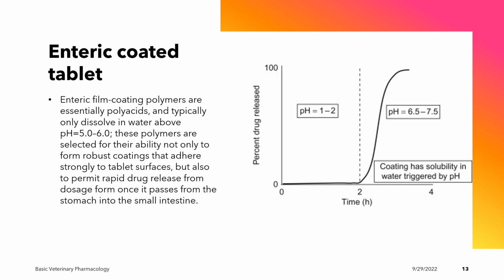The coating of the enteric coated drugs is made of polymers. The enteric film coating polymers are polyacids, and typically they only dissolve in water above a pH of 5 to 6. These polymers are selected for their ability not only to form robust coatings that adhere strongly to the tablet surfaces, but also to permit rapid drug release from the dosage form once it passes from the stomach into the small intestine.